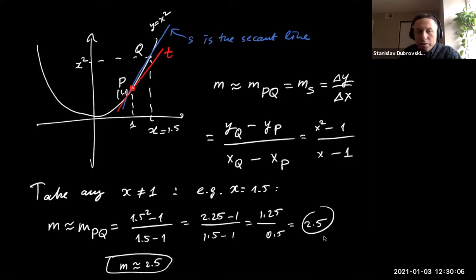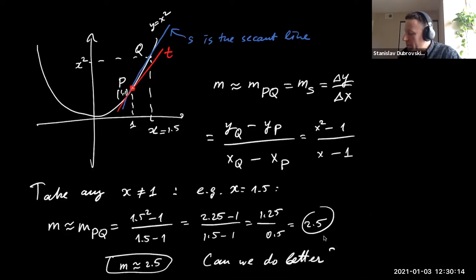Okay, is that the ultimate calculation? Can we do better? What do you think? Pause the video and think, how do you answer this question? What can be better than taking x to be 1.5? Okay, come back and hopefully you realize that 1.2 or 1.1 would be better than 1.5 because we're getting closer to the point P. So our approximation becomes more precise.